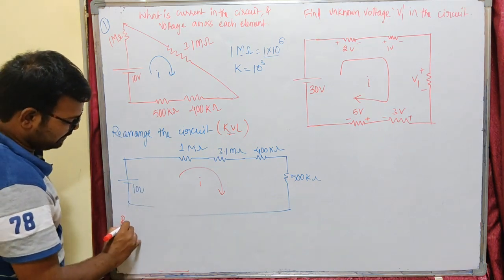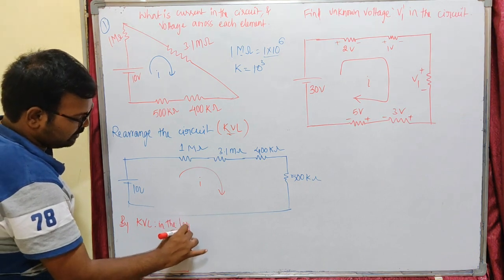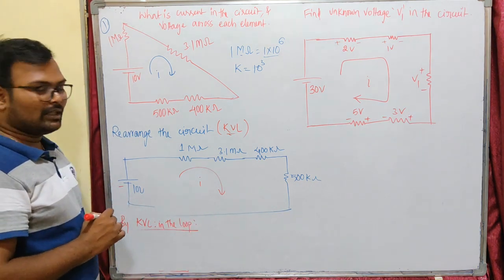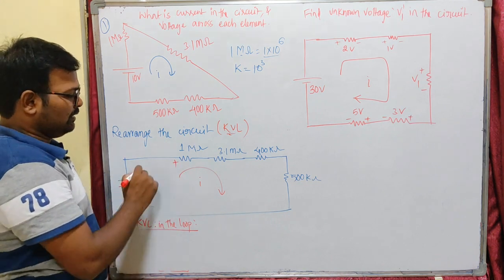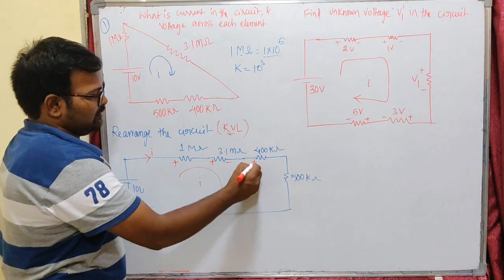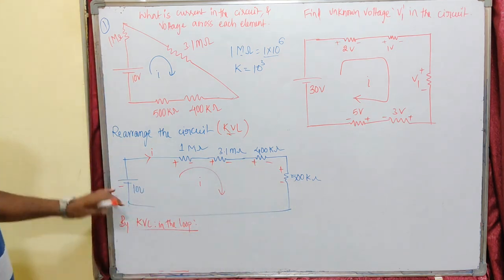By KVL in the loop. So what is KVL here? I am going to consider the first terminals of each element. You can also consider the second terminal of each element, with current entering from left to right. I am going to take the signs of each resistor like this. So I am going to write the KVL here.